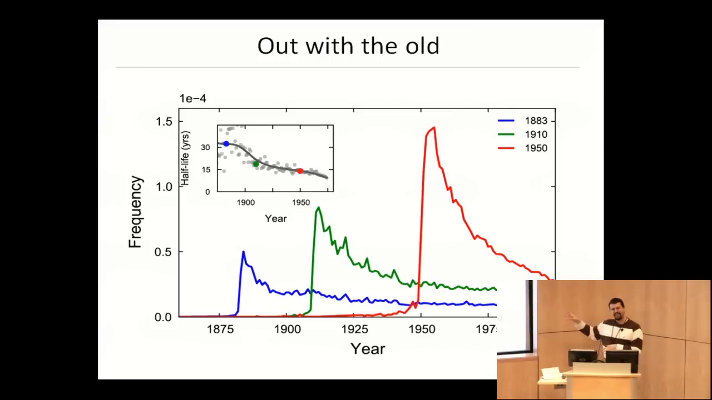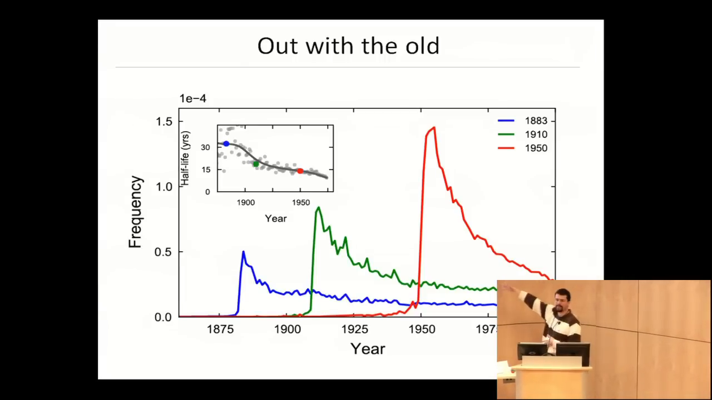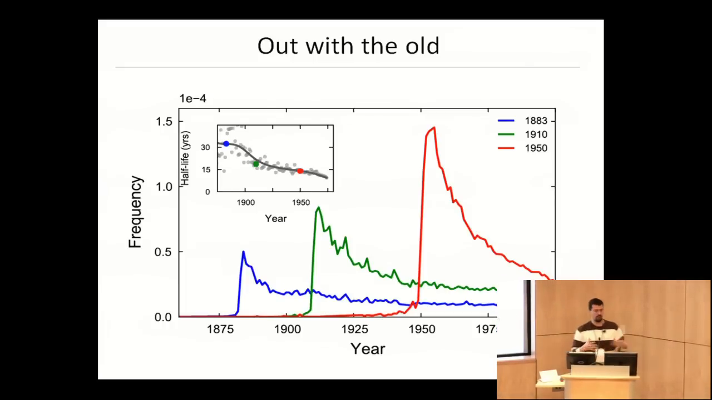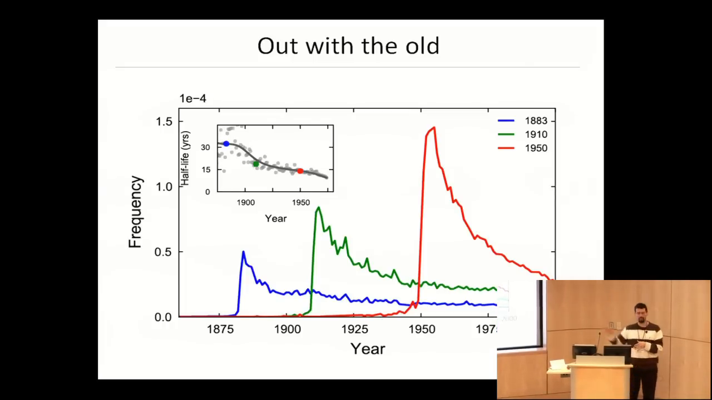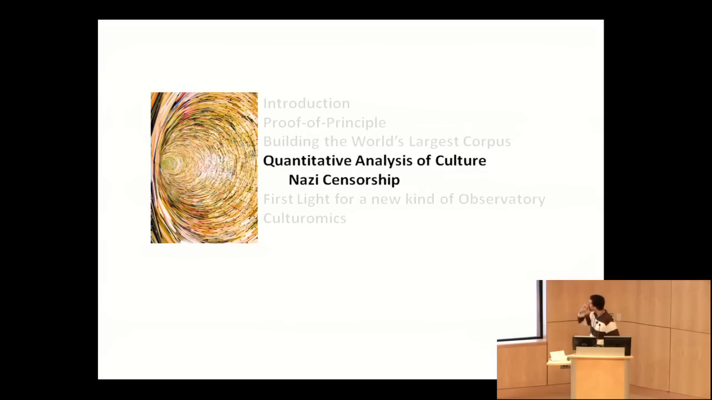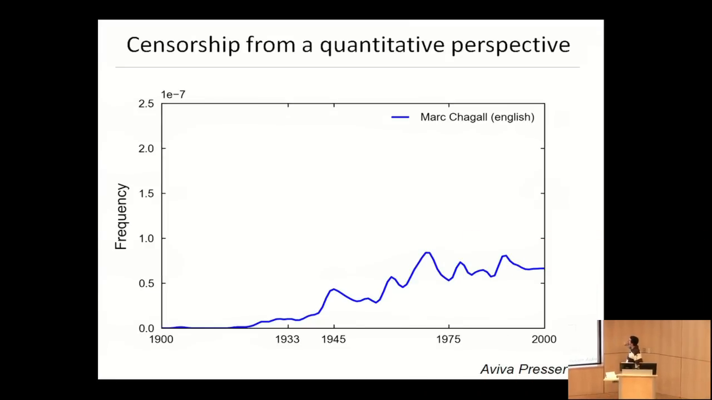And then, towards the mid-50s, 1950 just got a little bit passé. And it actually got passé quite rapidly. We can measure how rapidly it got passé by just measuring the half-life of this curve. And in fact, we can measure the rate at which all years get passé. They all look more or less like this. We can measure the rate at which all years get passé, and they seem to be getting passé faster, out with the old.